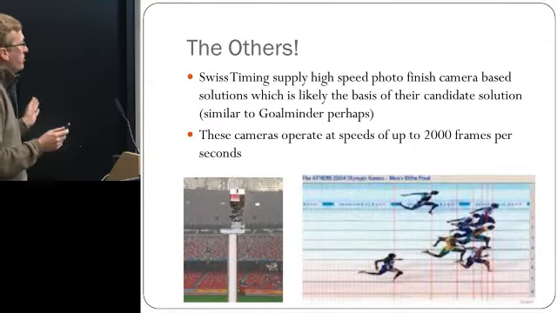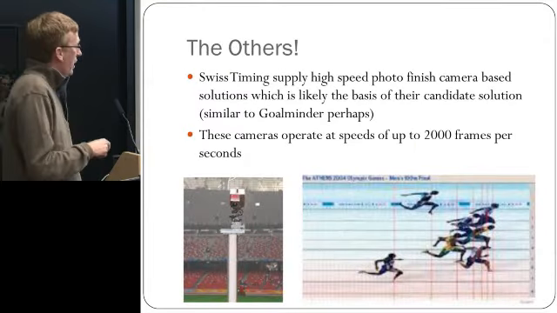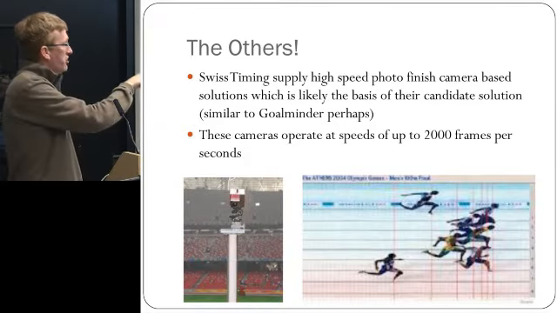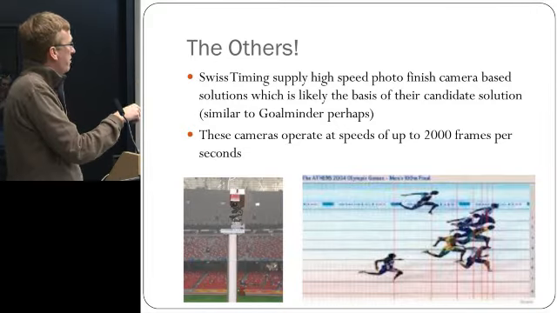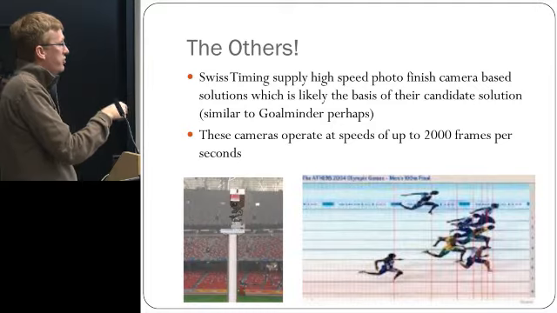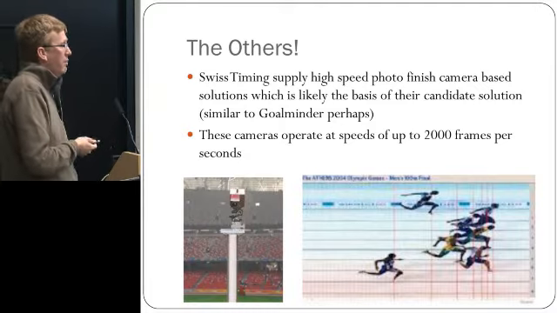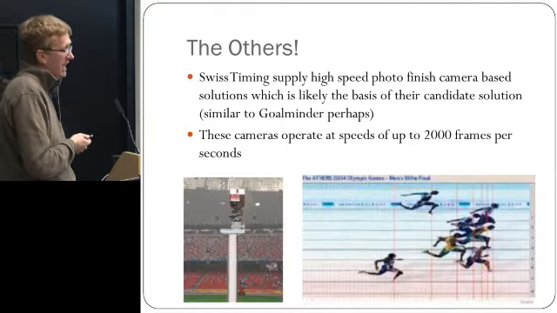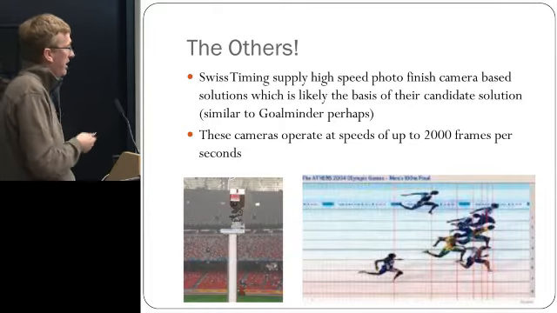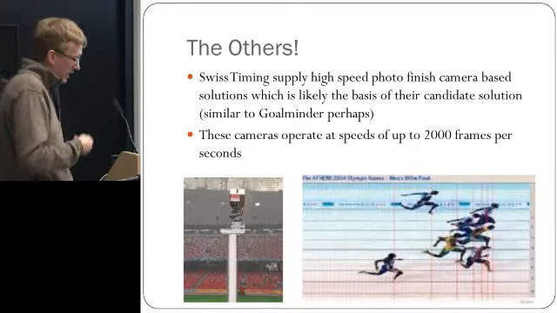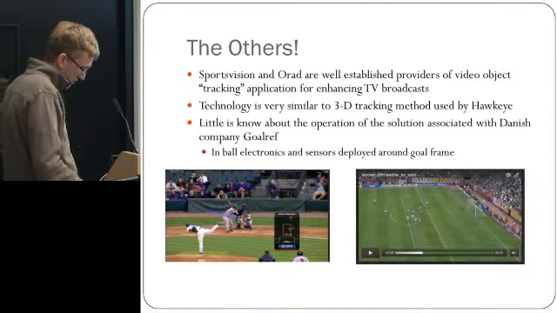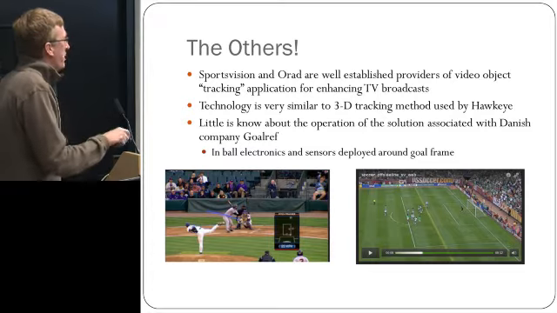The others, Swiss Timing. Swiss Timing is most well known for photo finish cameras. They operate at very high speed, so it's likely that their solution, again, is somewhat similar to GoalMinder, where they have a high-speed camera monitoring the plane at which scoring happens, the 11 centimetres back from the goal line plane. Little else is known about that solution.